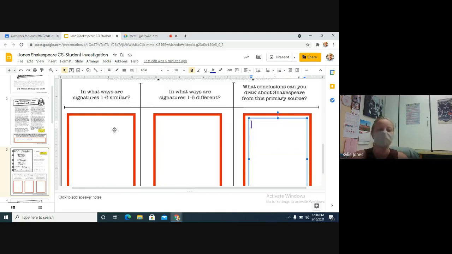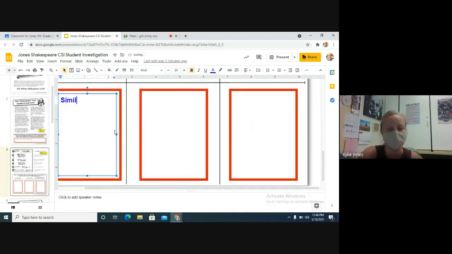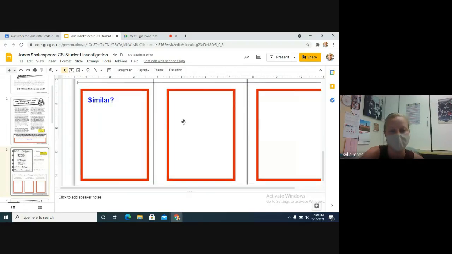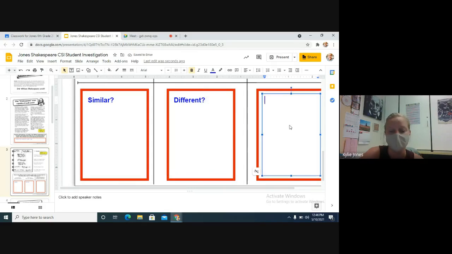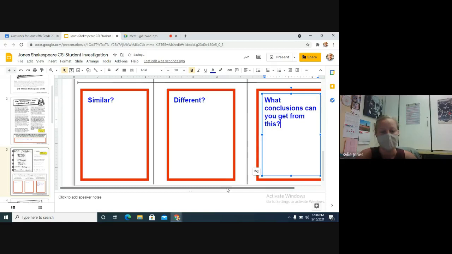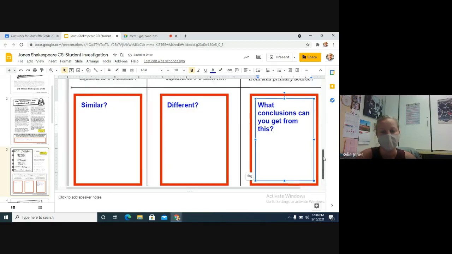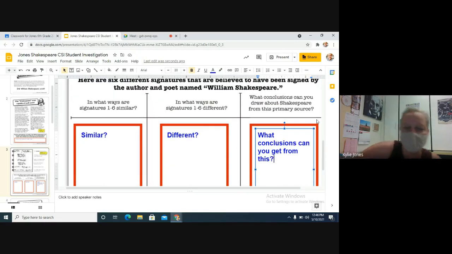Okay, so I'm going to give you guys a few minutes. In the first box, what is similar? In the second box, what's different? And then in the third box, what conclusions can you get from this? Okay, so I will leave that there and let you guys work on that for a few minutes. So tell me what's similar, different, and what sort of conclusion can you draw from this?